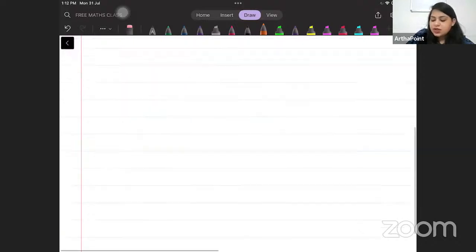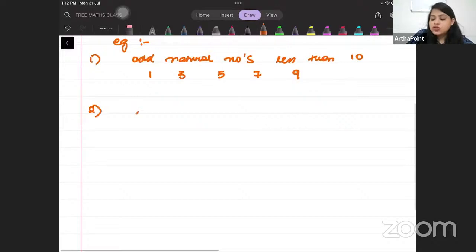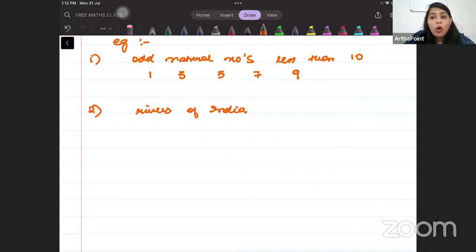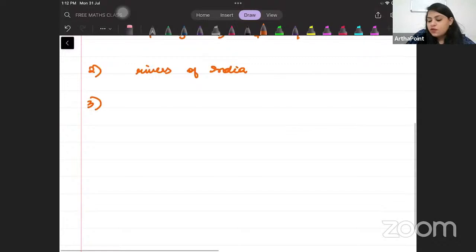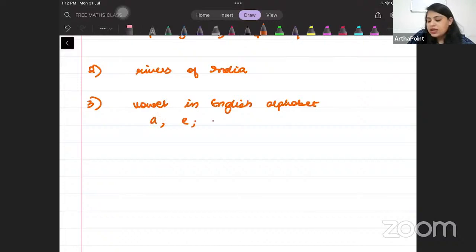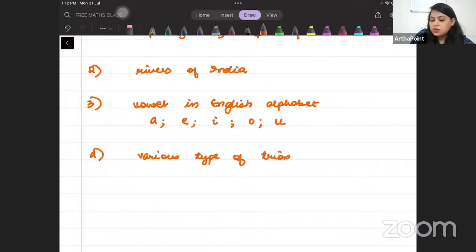Let me take another example, beta. Collection of rivers of India. Can you name some rivers? Ganga, Yamuna, Brahmaputra. So if I collect all the rivers in India, that is also a set, right? Now, the third thing, collection of vowels in the English alphabet. So, beta, A, E, I, O, U. ये जो भी vowels हैं, if I collect them, that is also a set. Collection of various types of triangles. So, beta, if I say isosceles triangle, equilateral triangle, if I collect different kinds of triangles, ये भी एक set है, ठीक है?